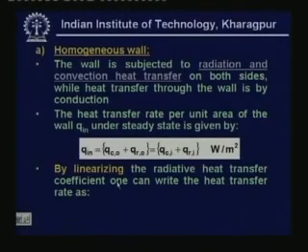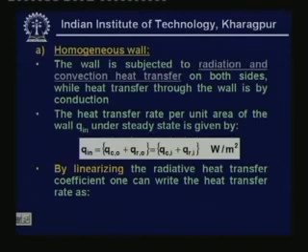Now, the heat transfer rate per unit area of the wall under steady state is given by Q subscript in is equal to Q subscript CO plus Q subscript RO, which is equal to Q subscript CI plus Q subscript RI. What is Q subscript CO? Q subscript CO is nothing but the convective heat transfer from the outdoor air to the outer surface of the wall, and Q subscript RO is the radiative heat transfer to the outer surface, and QCI is the convective heat transfer from the inner surface to the conditioned space, and QRI is the radiant heat transfer from the inner surface to the conditioned space.